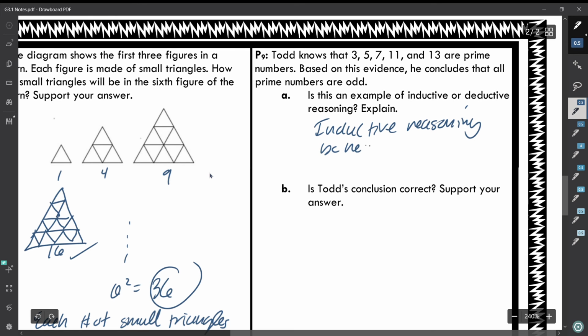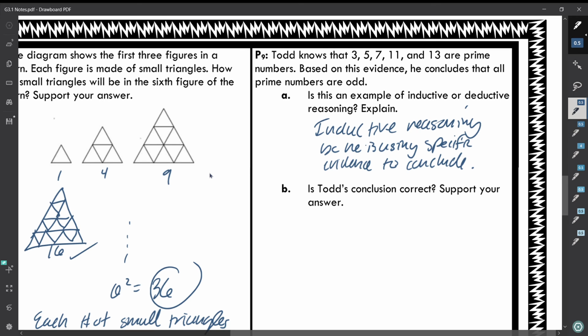Because he is using specific evidence to conclude. Alright? He noticed that just these numbers 3, 5, 7, 11, and 13 were both prime and they were odd. Okay? He's not correct. I'm going to tell you that, because if he had tried the first prime number we have, the number 2, he noticed that it's not correct.